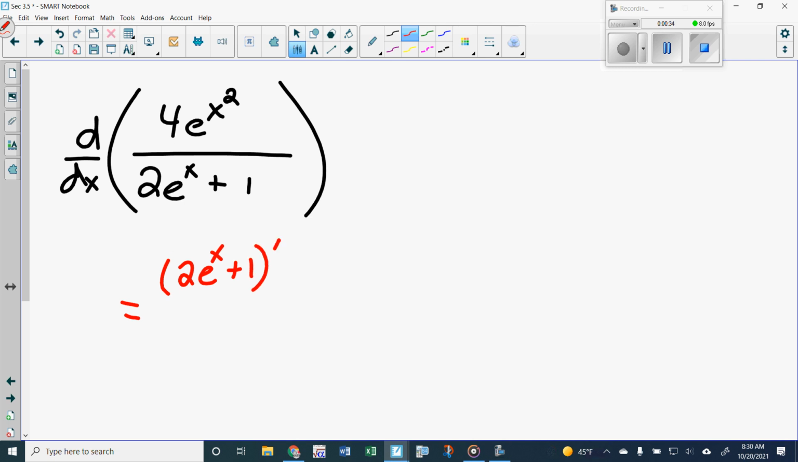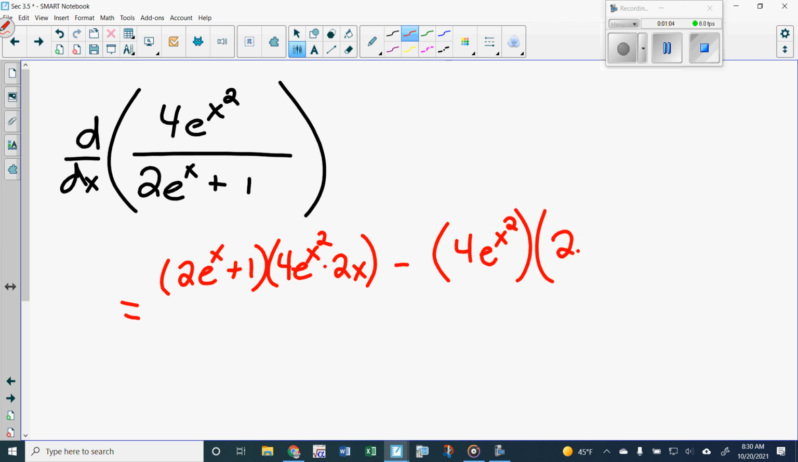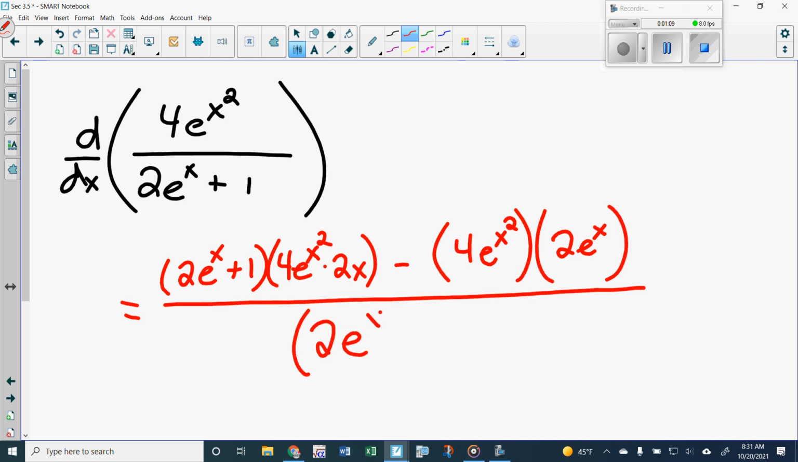So what is the derivative of e to the junk? E to the junk times the derivative of the junk. So that stays the same, times the derivative of the inside, which is x squared, which is 2x. So there is down d up, minus up d down, which is just 2e to the x, all over down, down.